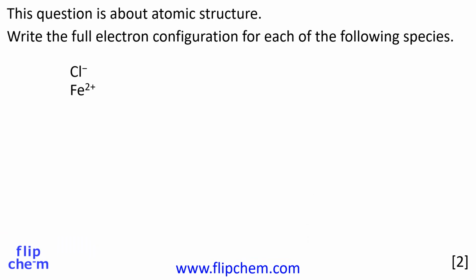Here's the first part of the question. This question is about atomic structure. Write the full electron configuration for each of the following species, and we have a Cl- ion and an Fe2+ ion.